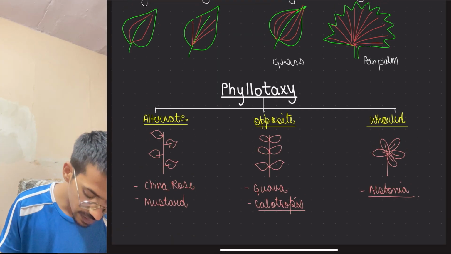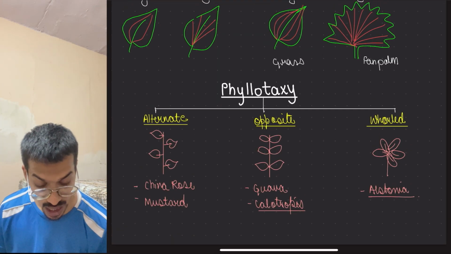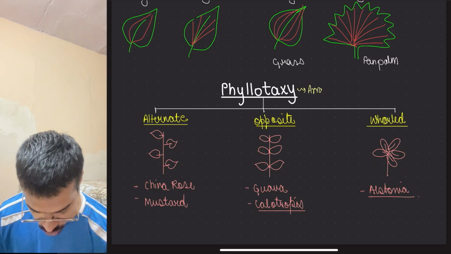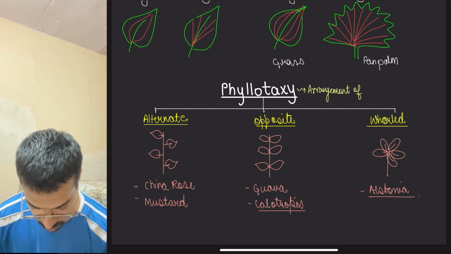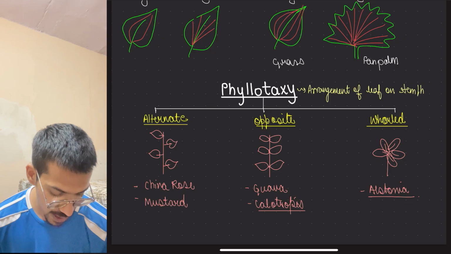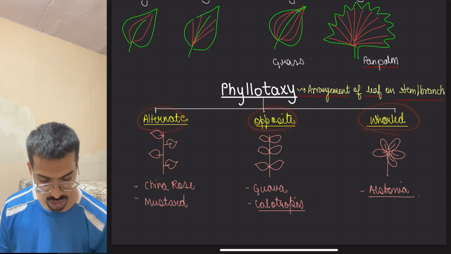Okay, and the last topic is phyllotaxy. What is phyllotaxy? Phyllotaxy means arrangement of leaf on the stem or branch. So there are 3 types. Either it could be alternate, opposite, or whorled.